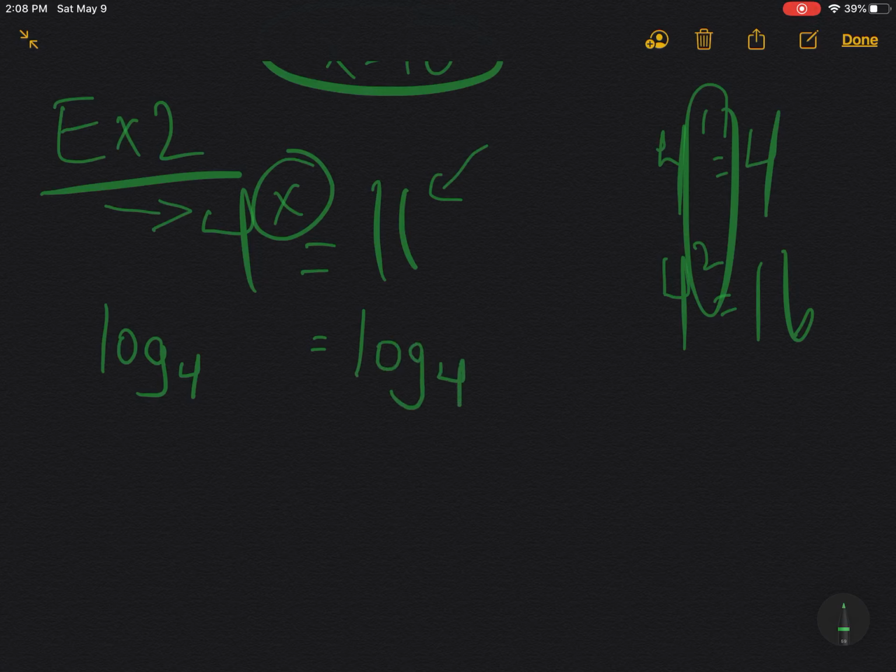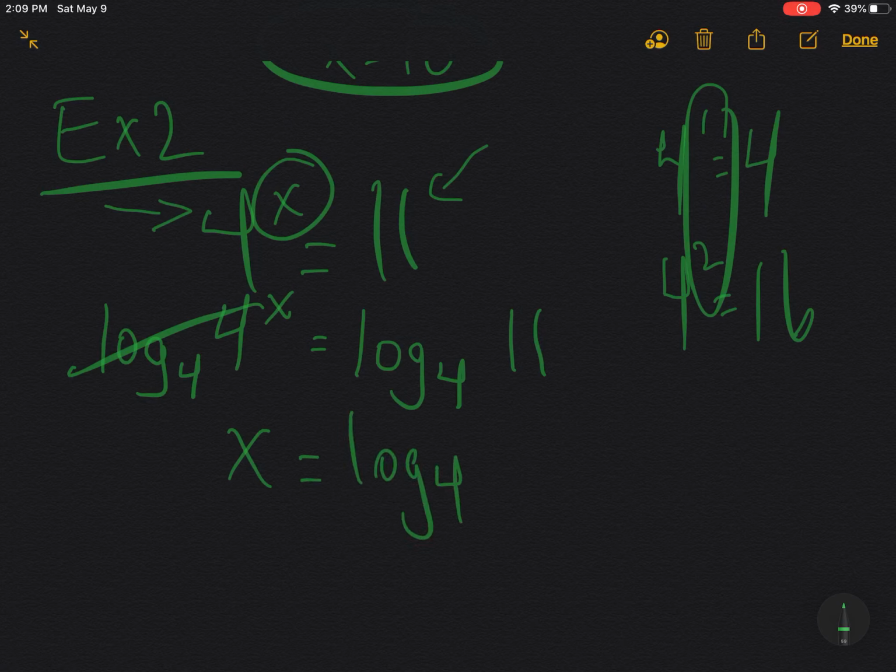We're going to do that to both sides. Okay, just stay with me. I know it looks complicated, but it's not. So log base 4, now bring down the original equation. So 4 to the x and 11 here. Okay? Now, if you remember from before, this right here will cancel out, and now you're just left with x equals log base 4 of 11.